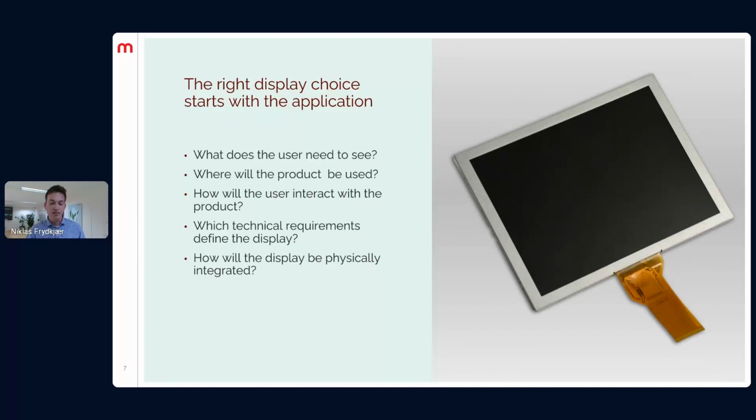How will the display be physically integrated? Here we consider the sealing, assembly, tolerances, EMC or ESD shielding, the cables, bonding, front panel, and housing are also to be considered here. For the next couple of slides, I'll go through some of the major types of displays.